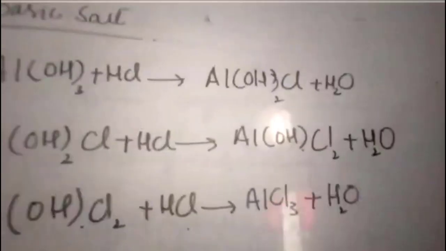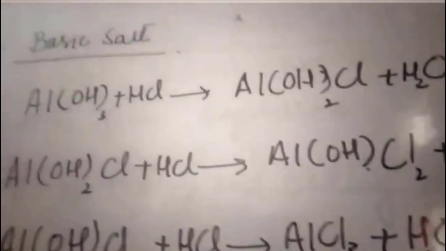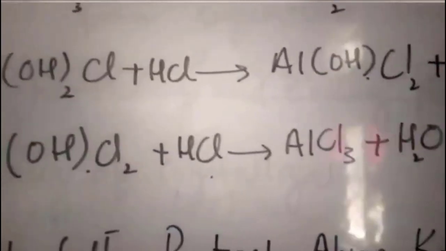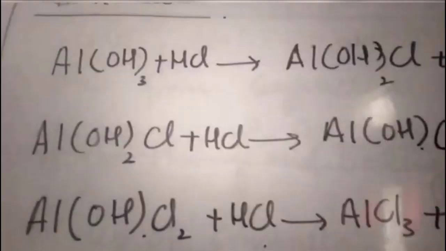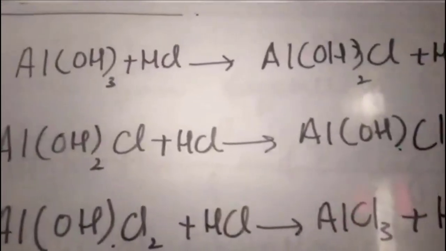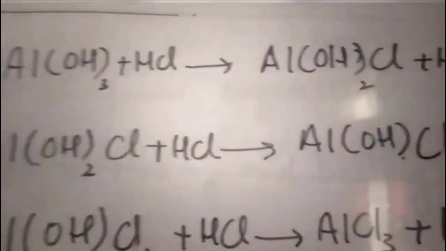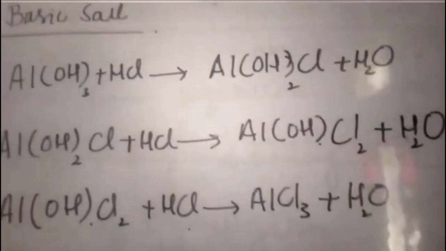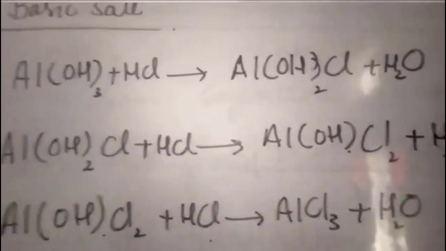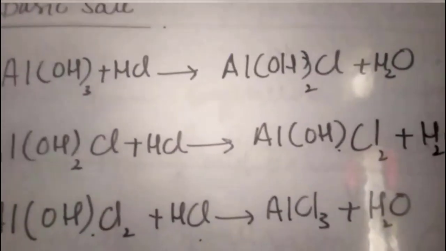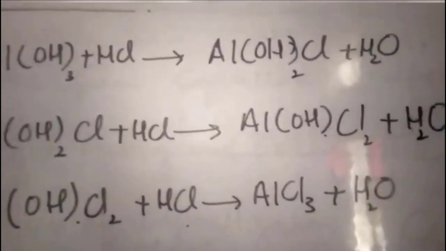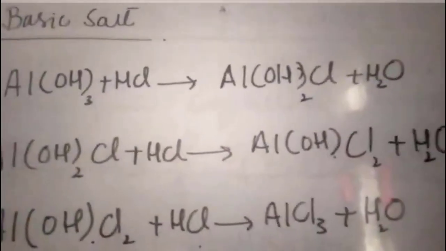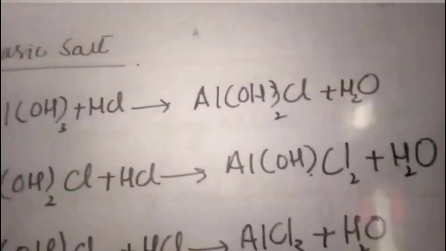The other type is the basic salt. As we know that acidic salts are formed by the incomplete or partial replacement of the replaceable hydrogen, basic salts are formed by the partial replacement of the replaceable hydroxyl ion. Okay, in this process you can see in the first equation that the HCl, that is, chloride ion, is not able to completely replace the hydroxyl ion. Okay, only one chlorine is added and one hydroxyl ion is replaced by one chlorine.